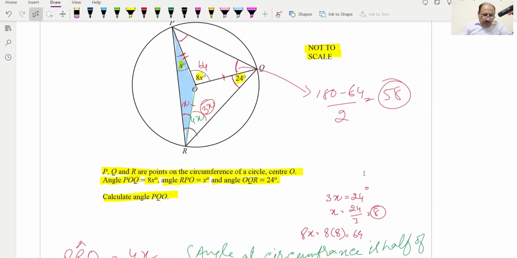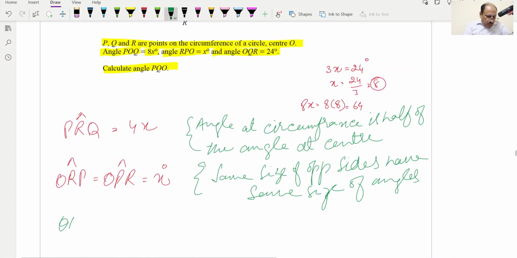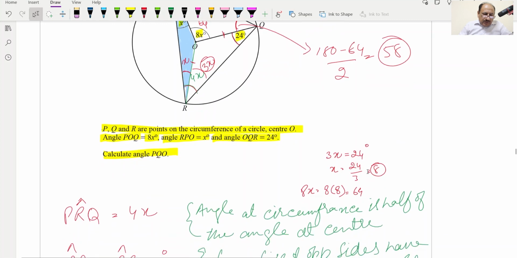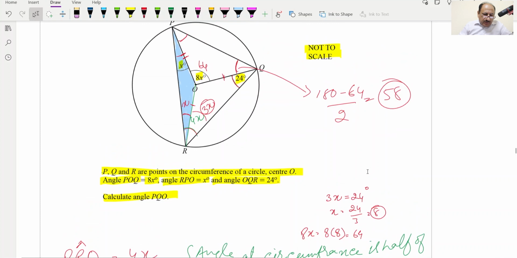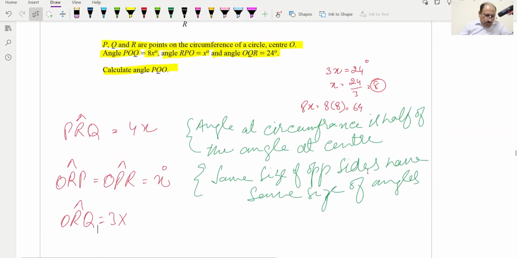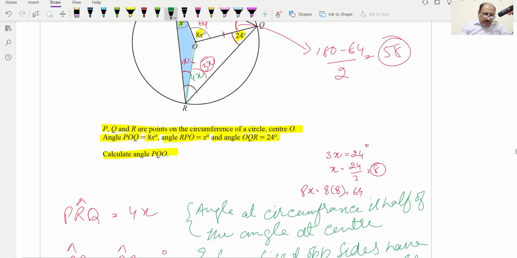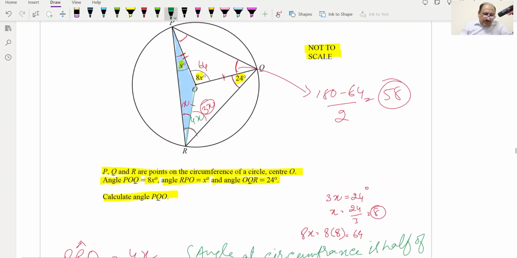Then we will write angle ORQ is equal to 3x, which is basically the remaining angle of ORQ. So x is gone, so 4x minus x will be 3x.